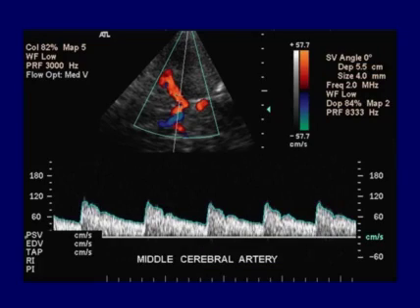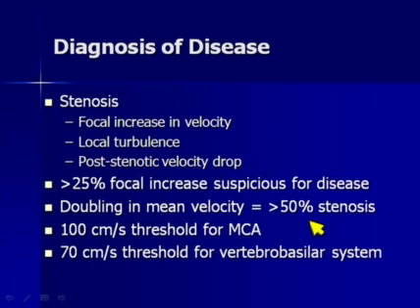Now, just another couple of examples here is the middle cerebral artery again. So we've got a pretty good sample volume. We've got no angle correction on. We're at a depth of just about 6 centimeters here, which is about where we would expect it, and we see nice normal looking waveform.